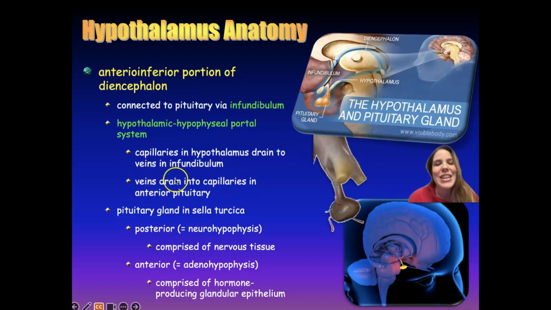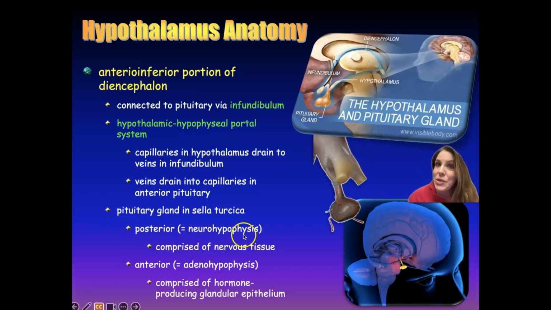And finally, they will reach the capillaries of the anterior pituitary gland. And from there, they're able to tell the anterior pituitary what hormones it needs to secrete. Now, as we said, the pituitary gland is located in the little sella turcica, the Turkish saddle bone feature of the sphenoid that you might have learned about when you were studying the skeletal system. And so both the posterior and the anterior parts of the pituitary gland sit there.